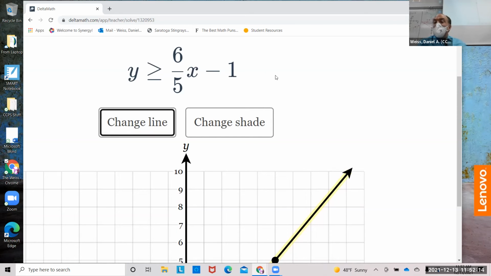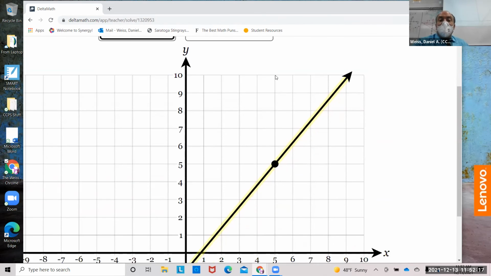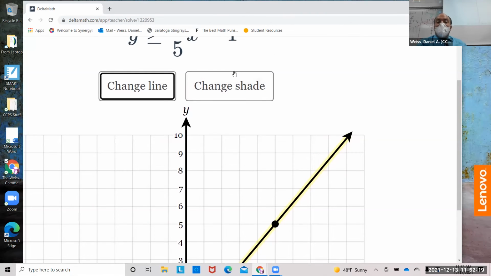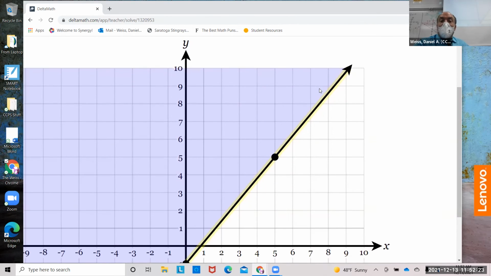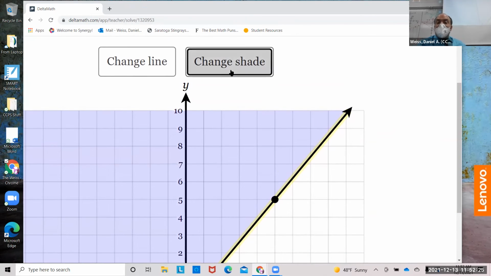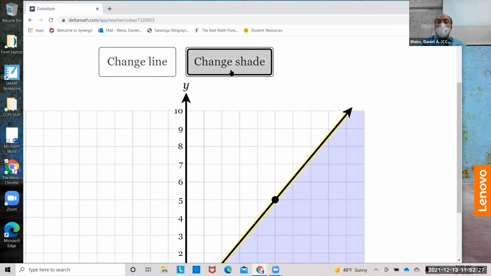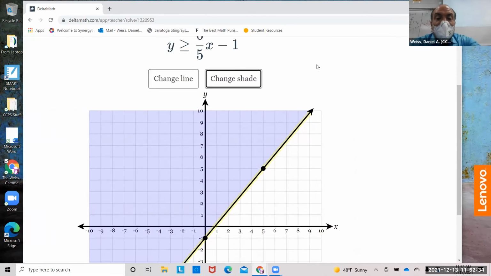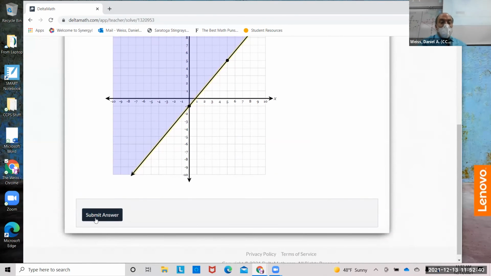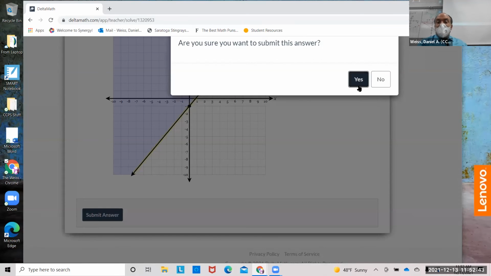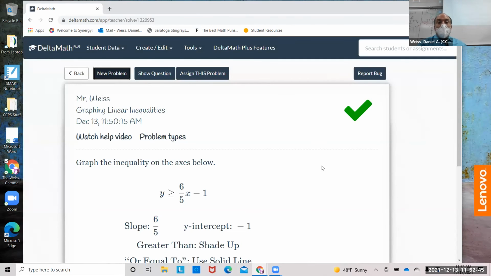Now, greater than or equal. Do I want to shade above or below the line? Above, I click change shade. Look how it's above the line. If I wanted it below the line, I would click change shade and it would go below. I want it above, right? So I want the graph to look like this. I'm happy with that. I'm going to submit.